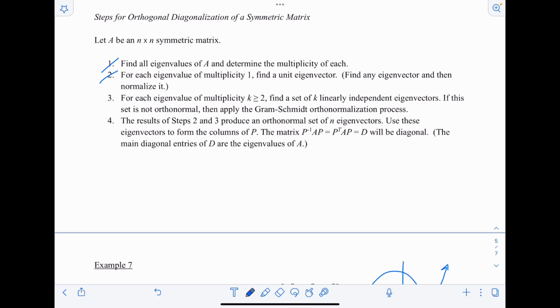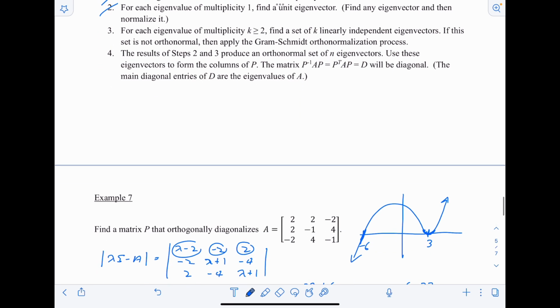Now we're going to do the same thing for anything that has multiplicity greater than 1. The problem is that when we find these eigenvectors, they're not always in an orthonormal set. They're not always orthogonal and certainly not often unit vectors. So we're going to have to do both. Once we get these vectors, we're going to have to go through the process of making them orthogonal and then normalizing them. Okay, and that's where some of the heavy work comes in on this.